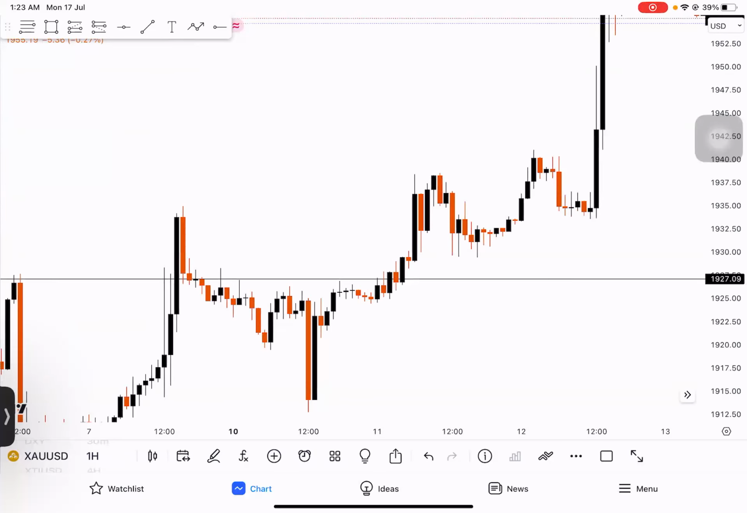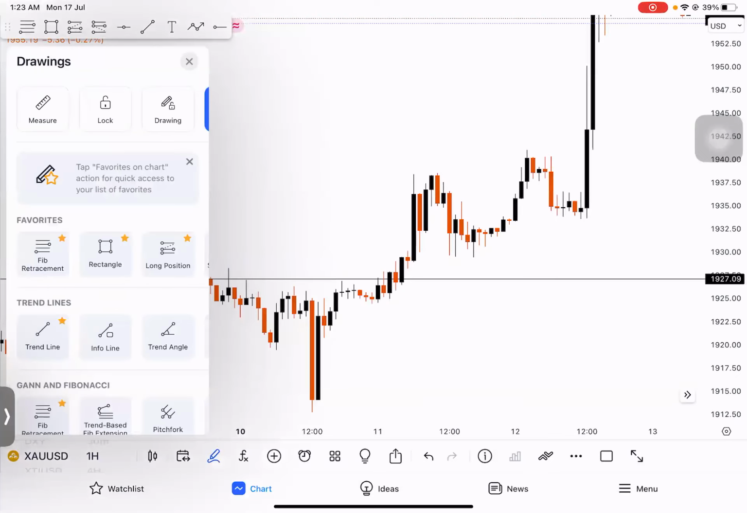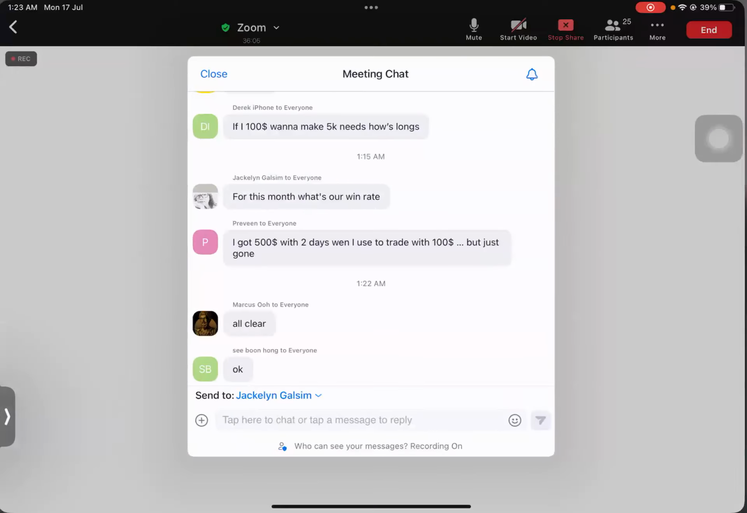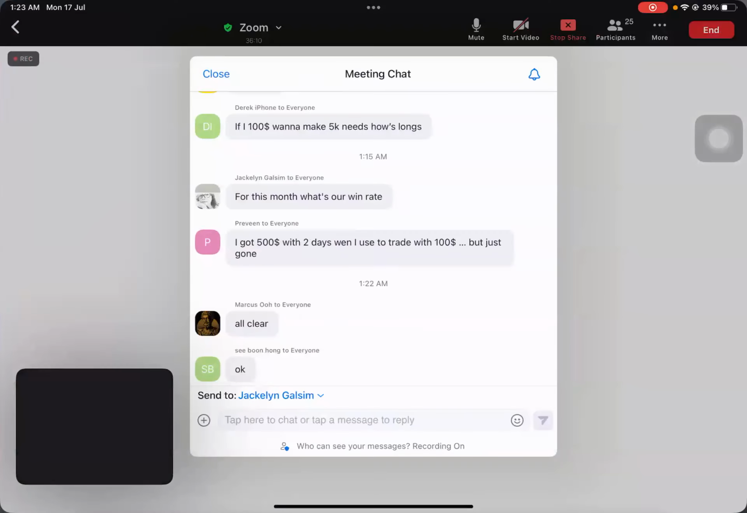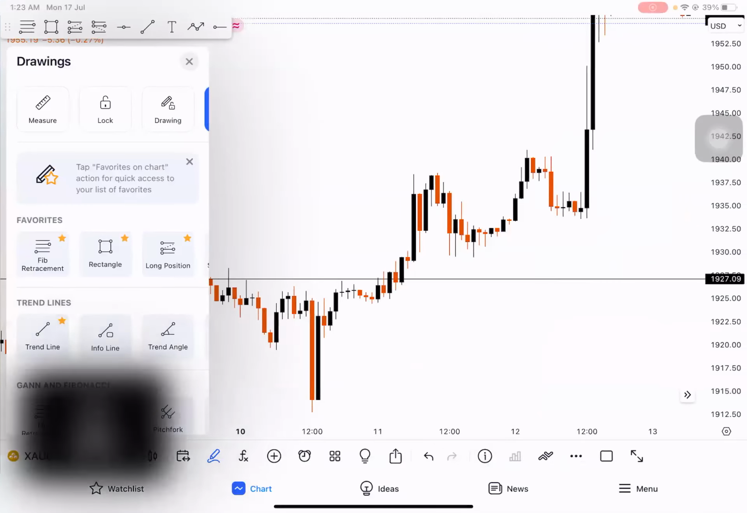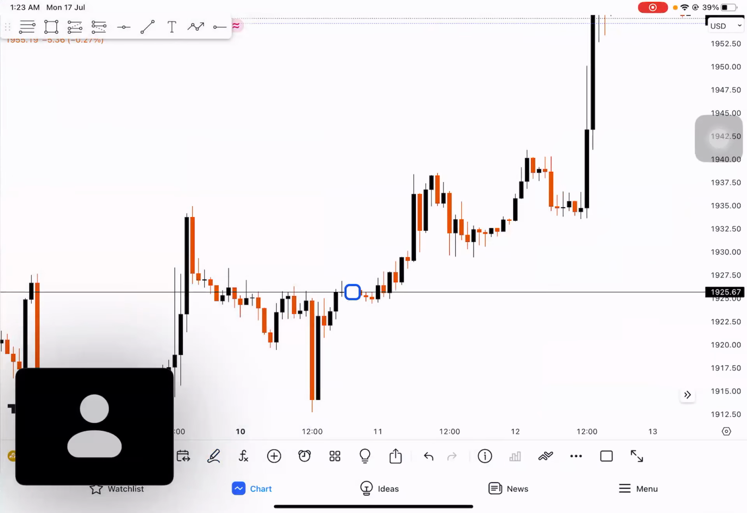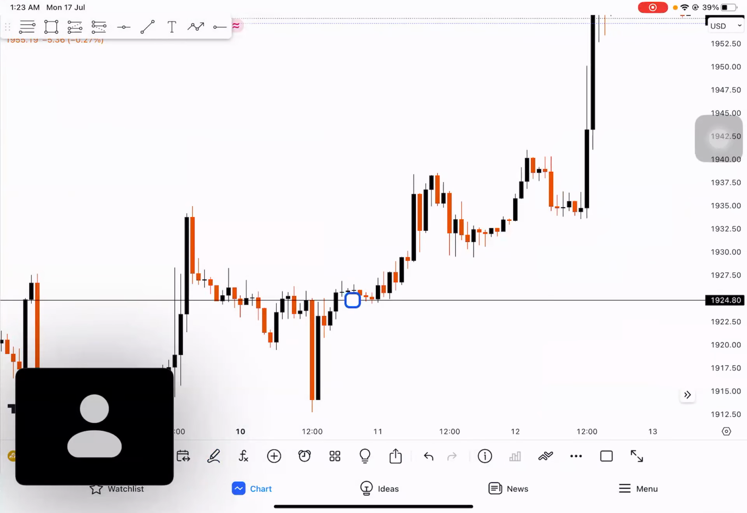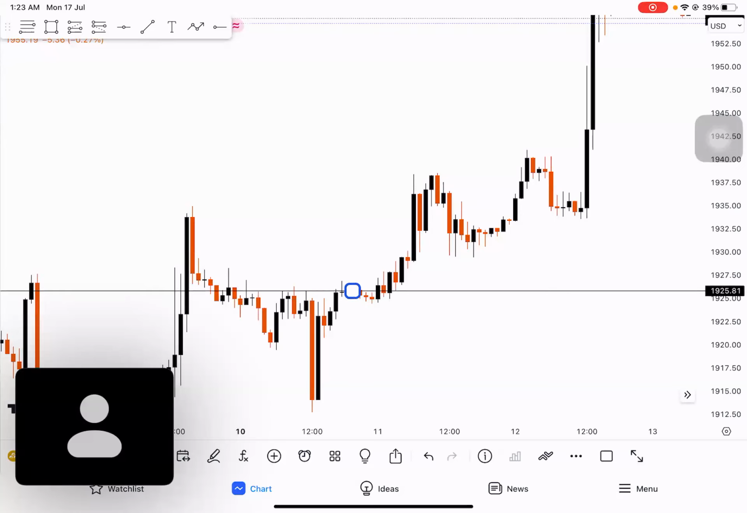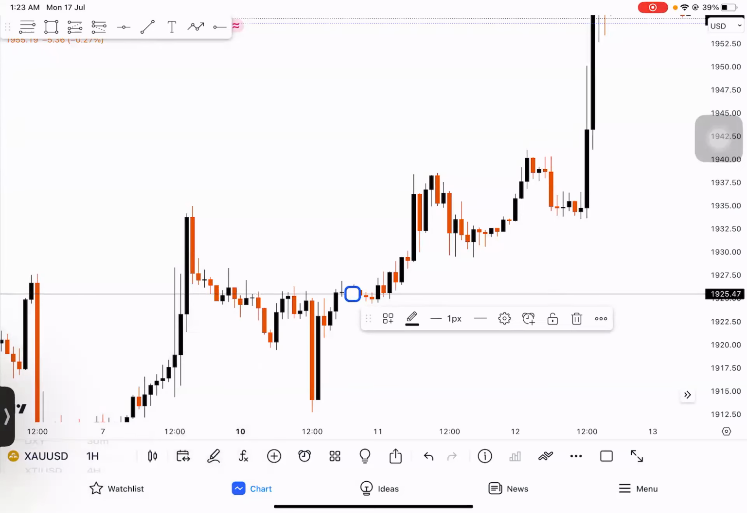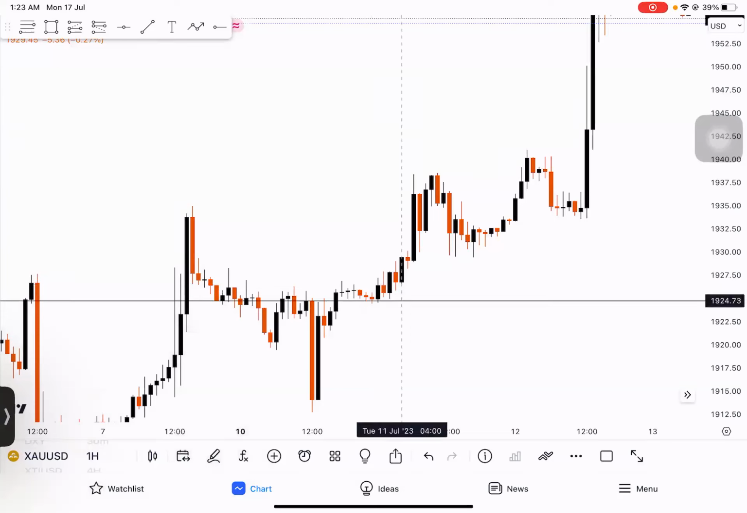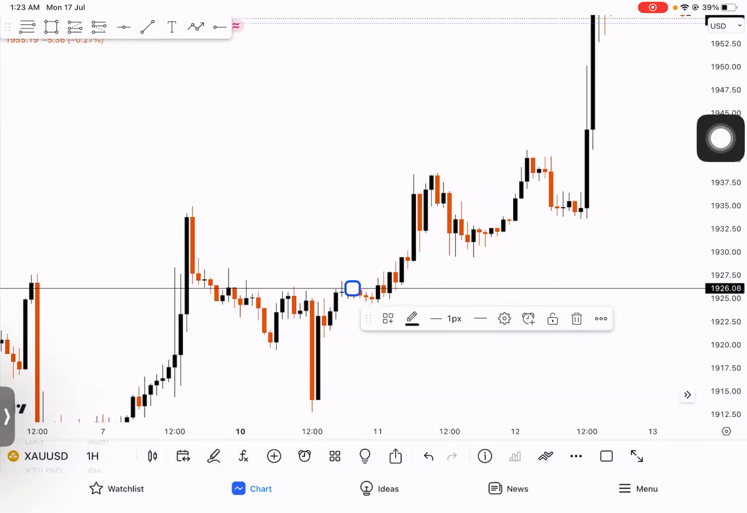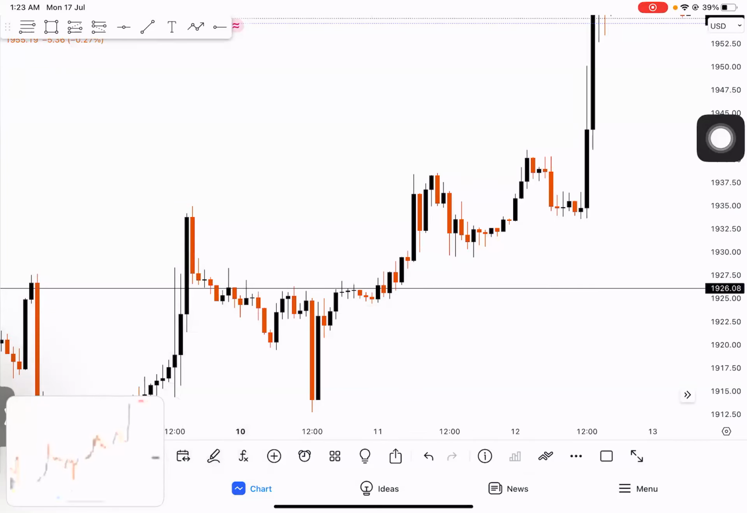On the H1 setup, this is the previous 1921, 1921 to 1923. Let me see again. 1921 or 1923 is around this area. This is drops. I think this one is the news move. So we are trying to sell after this impulsive move.